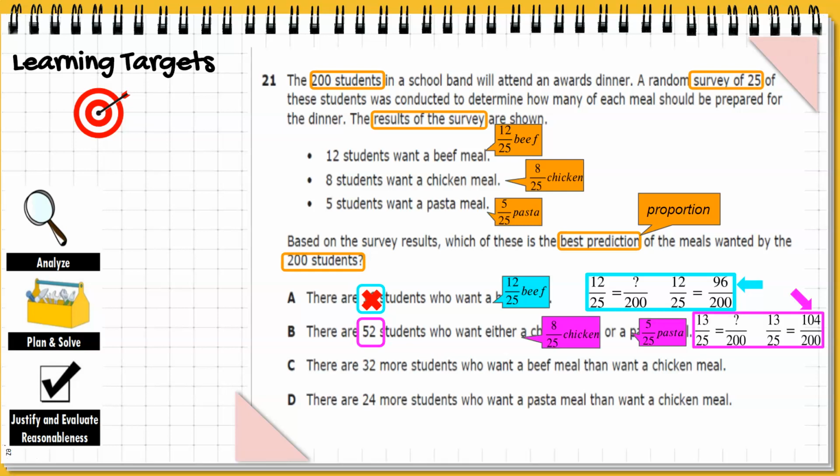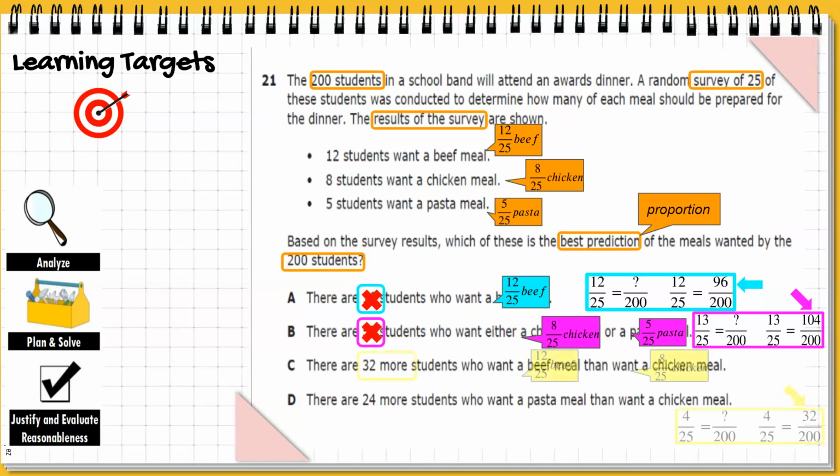For B, we have the chicken or pasta. So we're going to add those together and get 13 out of 25. So 13 out of 25 is equal to what over 200? Well, 8 times 25 is 200, and 13 times 8 is 104. 104 is not 52, so this is incorrect.